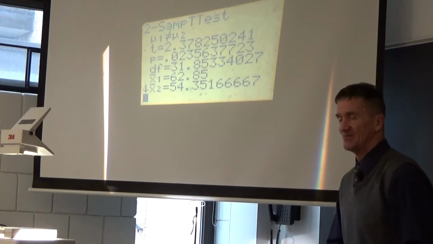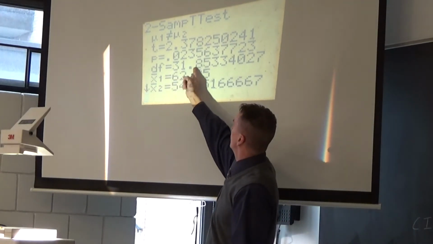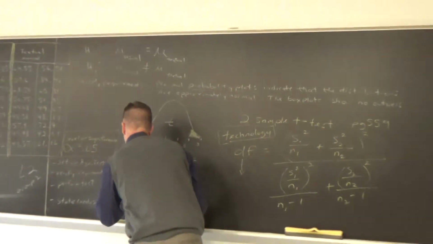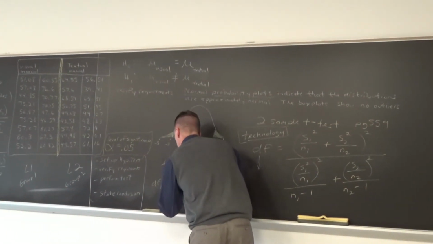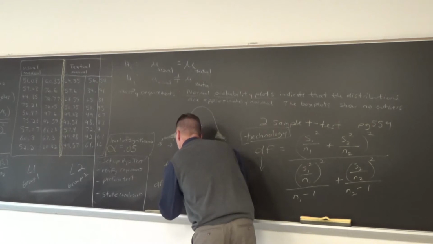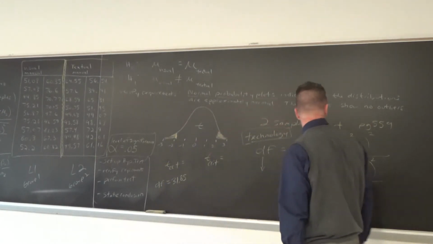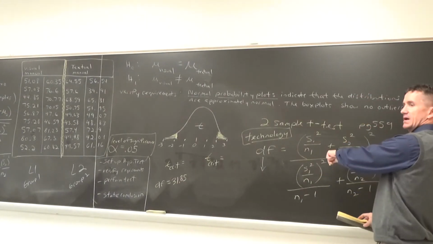What's the degrees of freedom? It's not a neat number. It's 31.85333, right? All right, so I'm going to write that down here. Degrees of freedom, I can erase this formula now, equals 31.85, which is roughly 32. Produced from this. Thank you very much, calculator. You saved me a ton of time, right?